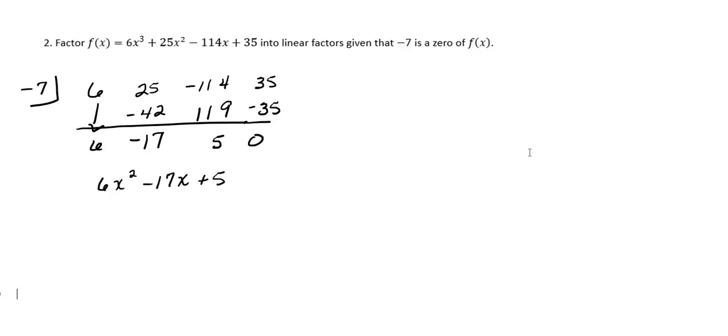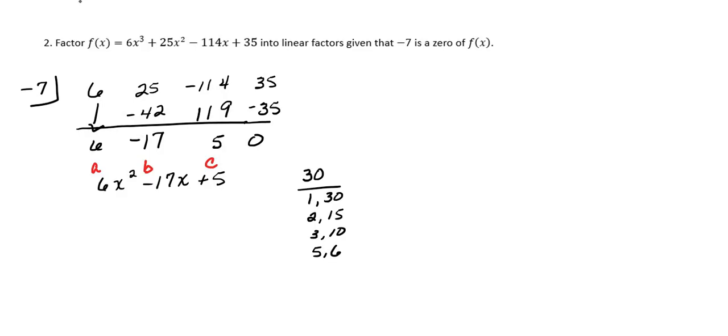Now I'm supposed to be factoring this into linear factors. So one way to finish out this problem is to factor, and we're going to factor using the AC method. So multiply A times C, 6 times 5, and I get 30. I'm going to list out factor pairs of 30: 1 and 30, 2 and 15, 3 and 10, 5 and 6.